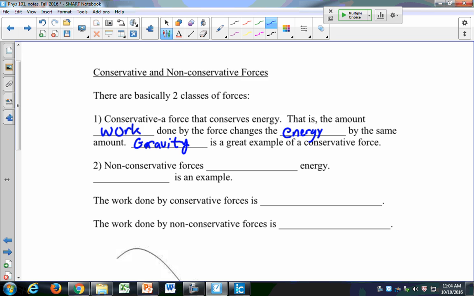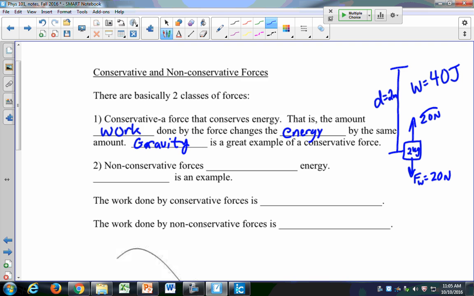So let's say that I have a 2 kilogram block. That means that the force of weight is equal to 20 newtons. So I have to apply a force, say, of 20 newtons in order to move it a certain distance at a constant speed. So let's say that I move it by a distance of 2 meters. That means that I've done work on this object of 40 joules. I say 20 newtons times 2 meters. They're in the same direction, the force and the displacement. So I've done work of 40 joules.